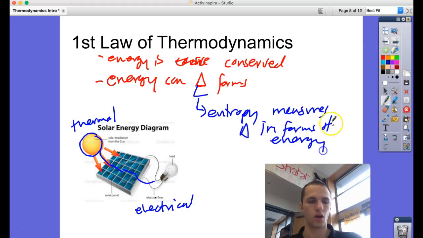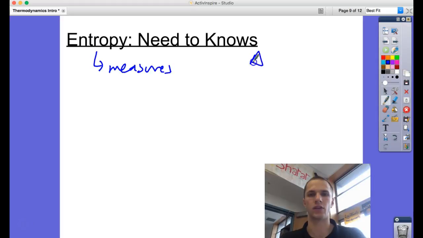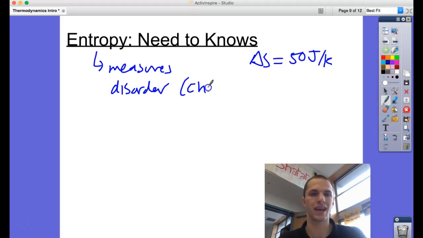Okay. And again, this might just seem kind of conceptual and big, and like, what are we really even saying here? When we talk about what entropy actually is here in a second, and give examples, it'll be a lot clearer. So what do we need to know about entropy? Basically what it measures. If you say the entropy of this process is 50 joules per Kelvin, what does that actually mean? What it measures, it's measuring disorder. It's measuring chaos. It's measuring disorganization.